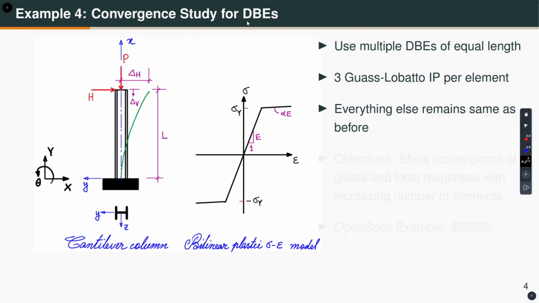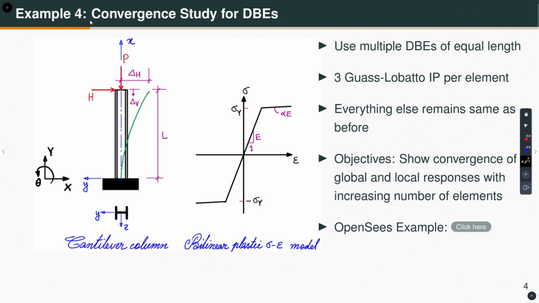Now I want to use multiple displacement based elements of equal length. That means this cantilever is going to be modeled like this. Let us say I have this cantilever of length 3 meters. I will now discretize it into many elements, each a displacement based element of equal length. In each element I will be using 3 Gauss-Lobatto integration points, which I am not changing. Everything else remains the same as before. This example is already shared with you. I will not get into the OpenSees file, but you can go there.